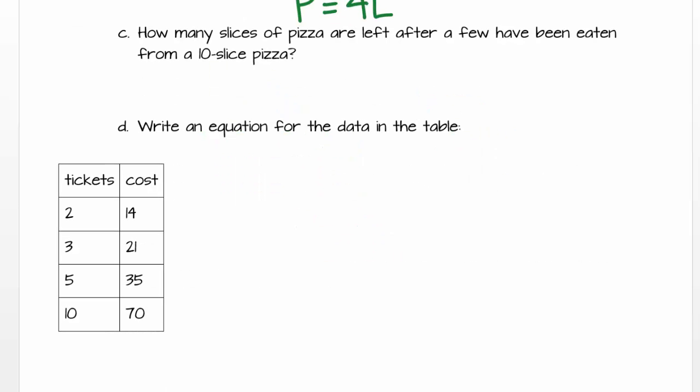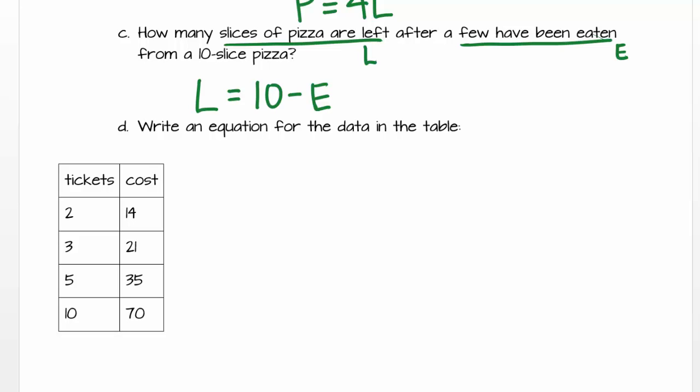So this one's a little trickier. How many slices of pizza are left after a few have been eaten from a 10-slice pizza? So the couple things we don't know is how many slices are left, and then how many have been eaten. So let's use L for leftovers and E for eaten. So if I want to know how many are left, after a few have been taken away from 10, we have the number of slices left has to equal the 10 that we started with minus however many people have eaten.